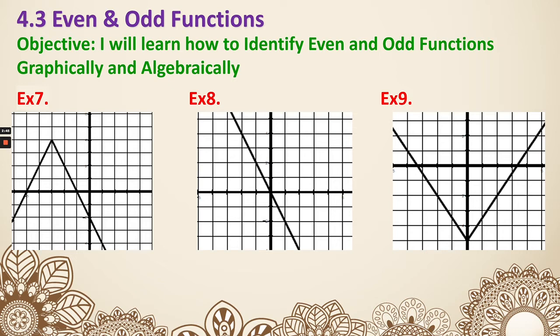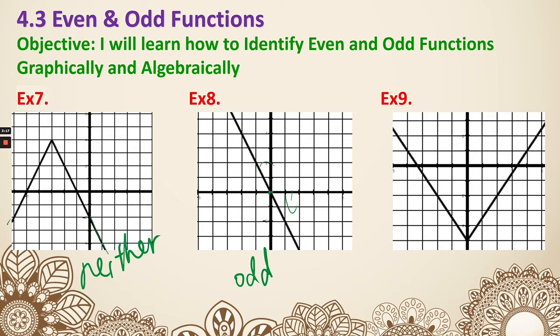Example 7. We can see the right side only has this bottom part, the left side has this, and it's not symmetric to the origin or the y-axis, which means it's neither. Example 8, it is going through the origin, so that means the top left part, if we just rotate it 180 degrees, we are going to get the bottom right part, so it's going to be odd. But that's also another way to think about if it's actually symmetric to the origin.